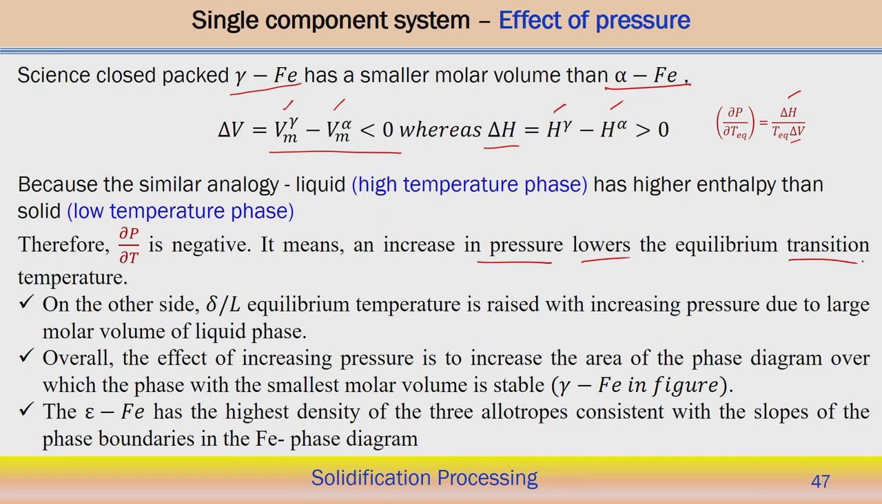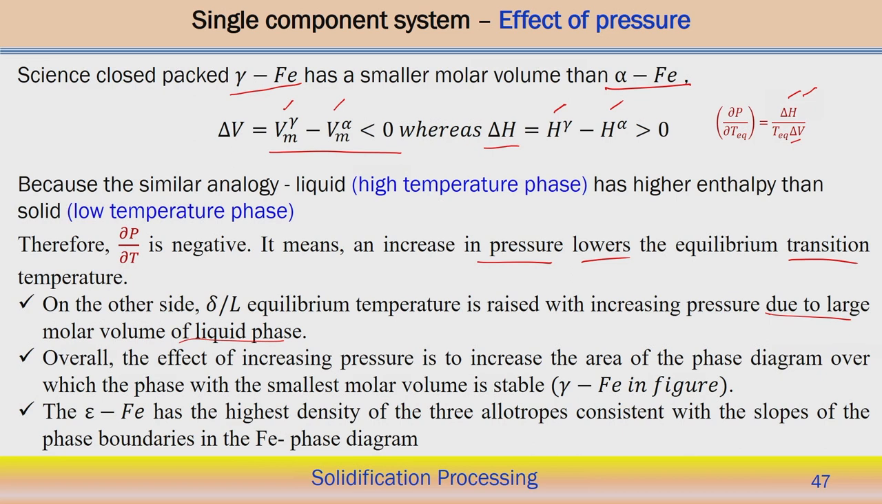But on the other side, if we look at the interface of delta iron and the liquid phase, liquid iron, the equilibrium temperature is raised with increasing pressure. In this case the phenomenon is different, because the liquid phase has a large molar volume as compared to the delta phase. Therefore, in that case delta H will be positive and delta V also positive. So the gradient delta P by delta T is positive.